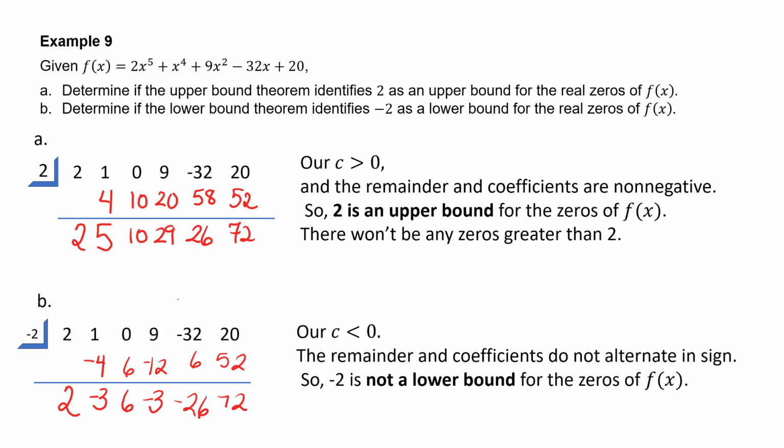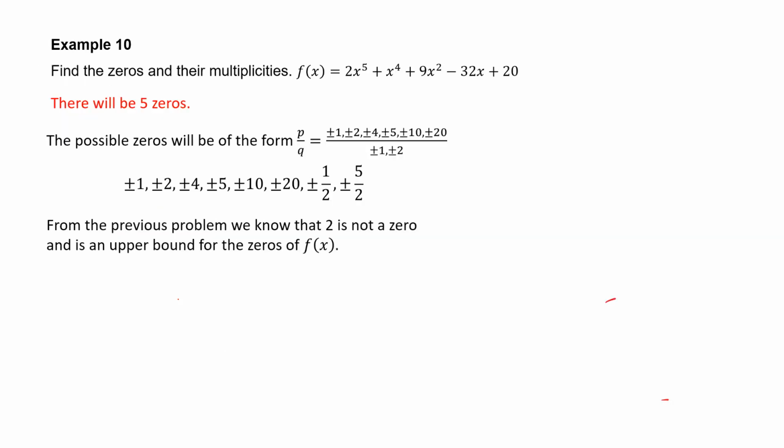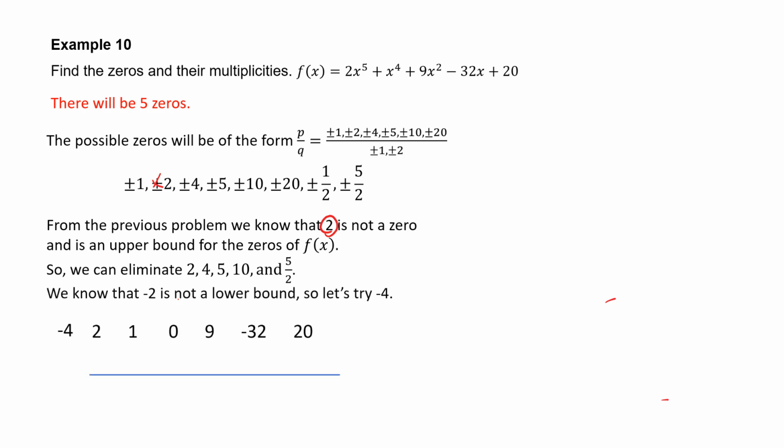We don't have to worry about that. But we know we don't need any of the numbers that are bigger than 2. So looking at that previous problem, we know that 2 is not a 0, and it is the upper bound for the zeros of f of x. So we can get rid of positive 2. We know that's not a 0. And we can get rid of all the numbers that are bigger than 2. So 4, 5, 10, and 5/2, get rid of them. So we don't have to worry about those.